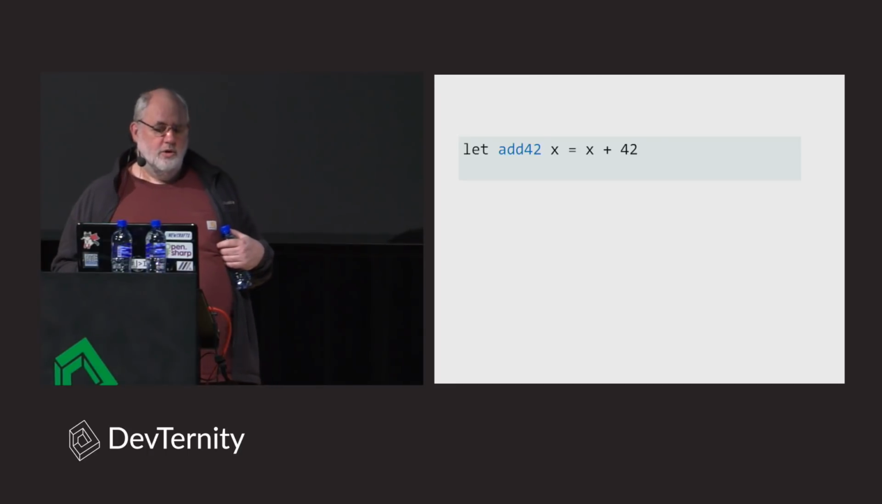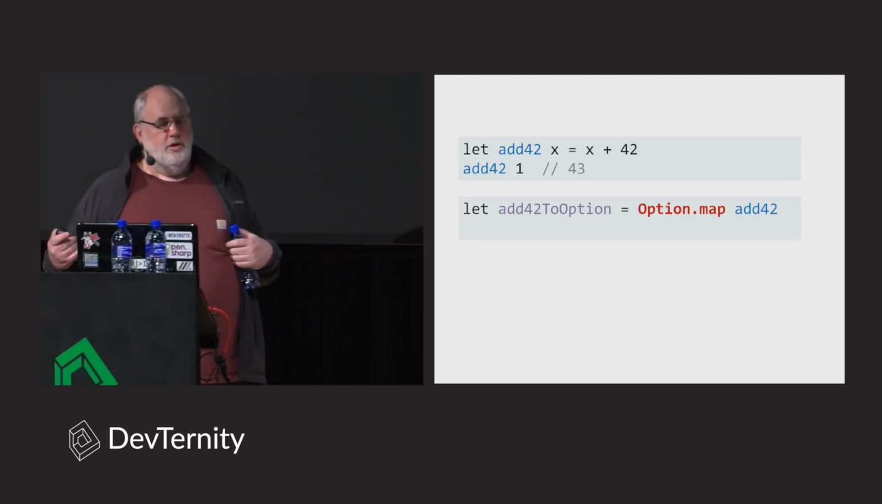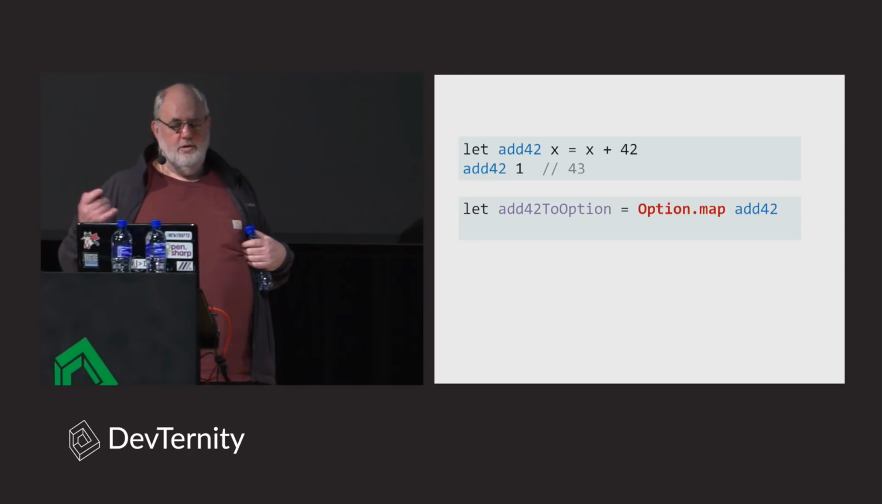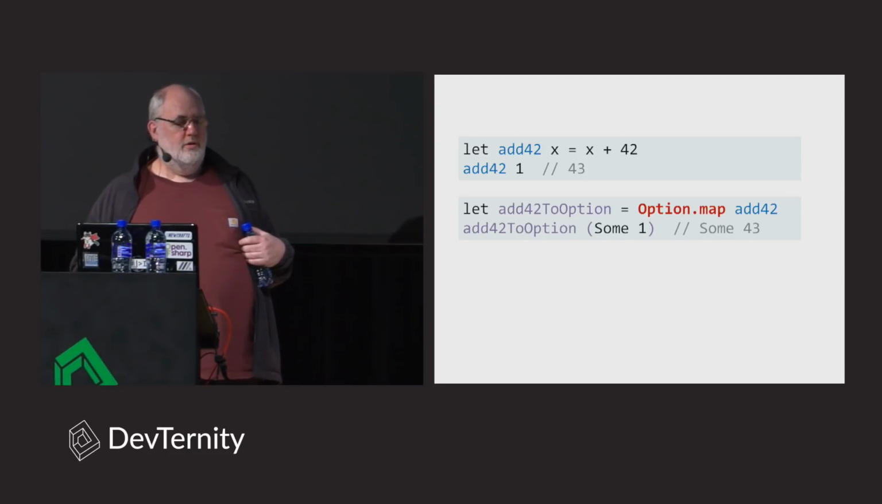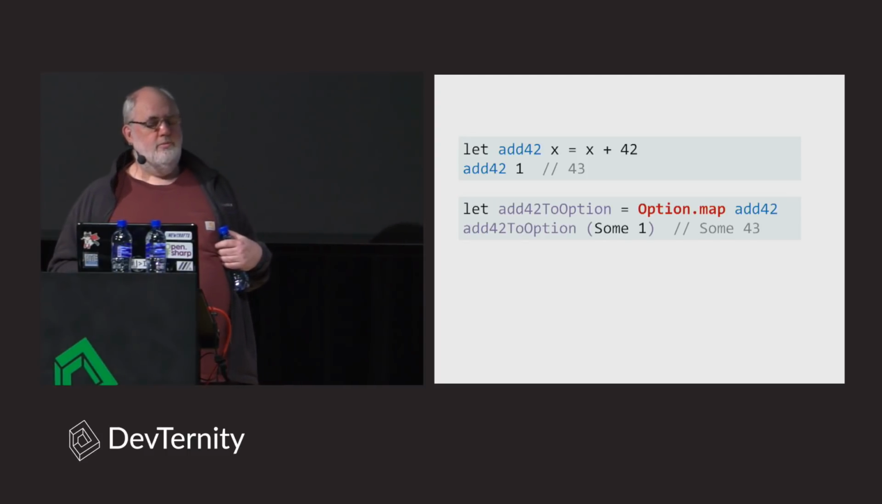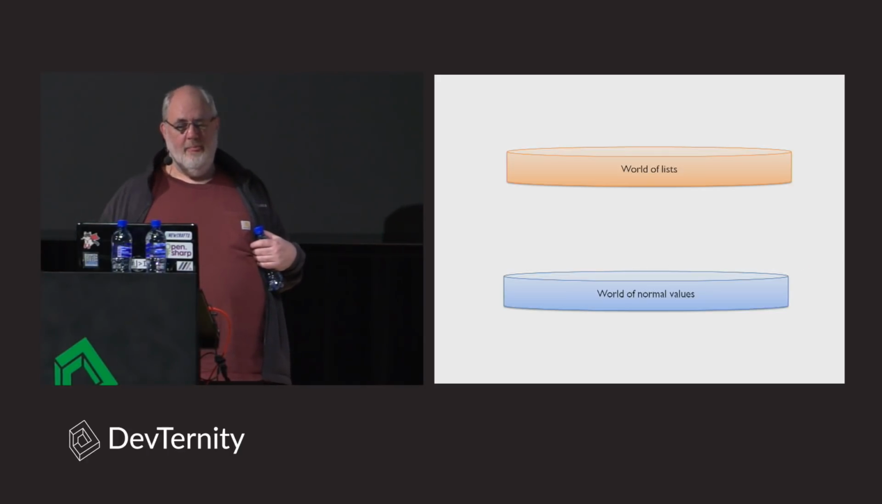Now once we've done that, if we look at this code again, we can get our add 42 to option, our new transformed function, just by using option map on it. And once we've got the option map, we can then apply it to an optional value. So that's the right way to do this kind of stuff. You don't have to come down and go back up again.